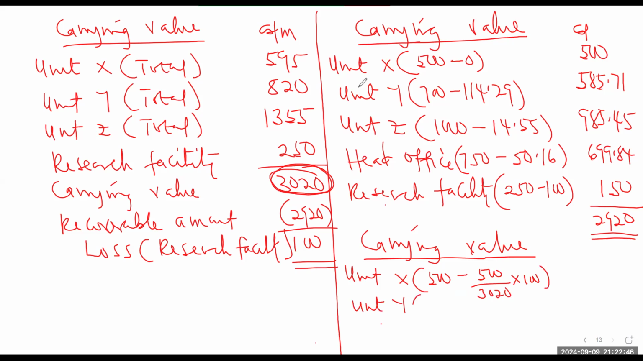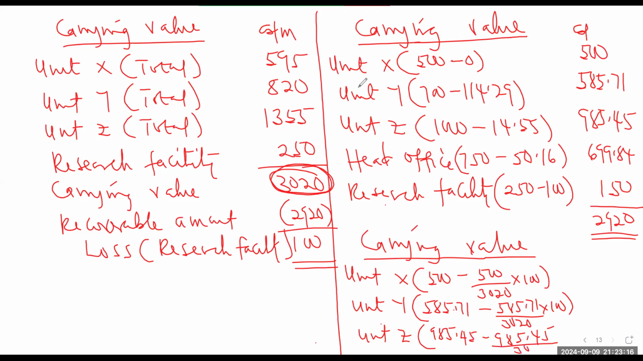Okay. Unit Y will now be calculated as 585.71 minus 585.71 divided by 3020 multiplied by 100. Unit Z rather will be 985, which is the value after the first impairment, minus 4.5, minus the share of the impairment now, which will be 3020 multiplied by 100.